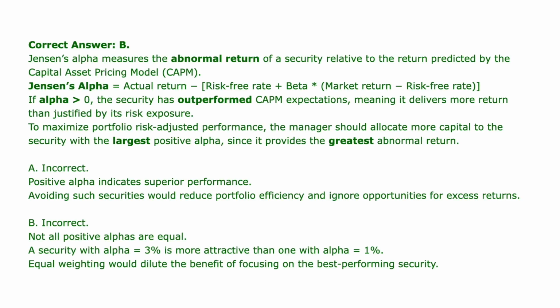Jensen's alpha measures abnormal return beyond CAPM expectations. Larger positive alpha equals greater excess return per unit of systematic risk. To maximize risk-adjusted performance, allocate most capital to the security with the largest positive alpha. Avoiding positive alpha securities rejects excess return opportunities and reduces portfolio efficiency. C. Equal weighting dilutes the benefit. Not all positive alphas are equal. 3% alpha is more attractive than 1%.